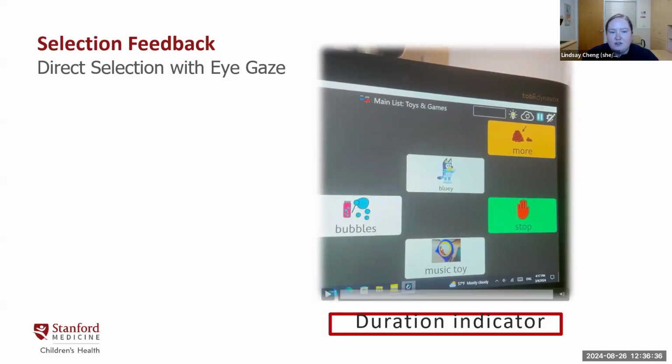So as you can see, it's circling like a clock. Also shout out to Bluey, because Bluey's the best. But as you can see, it's circling like a clock, and he's using the individual's favorite or preferred color. This gives feedback to the user while they are dwelling on the individual icons. Depending on the eye gaze, there are various options to customize what the visual might look like, including highlighting the edges of the button or increasing the size of the indicator.